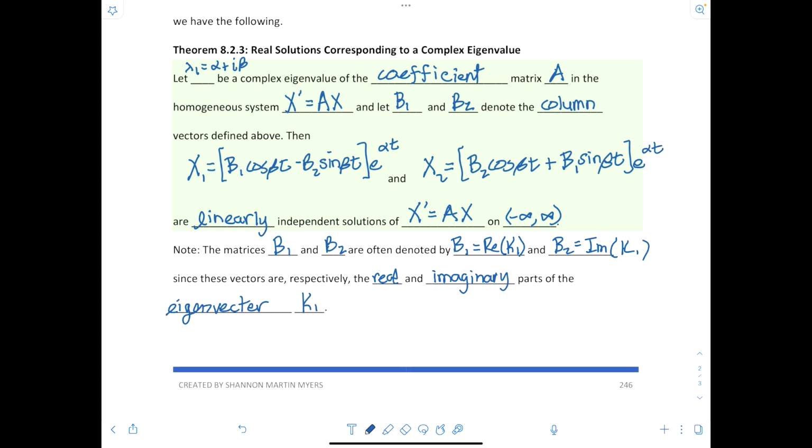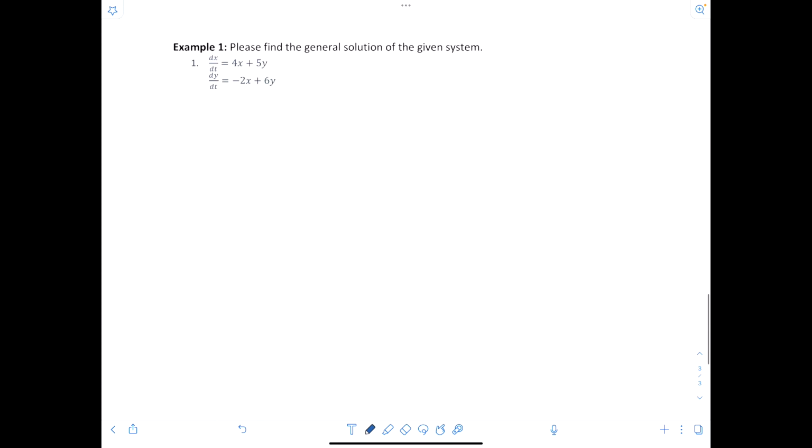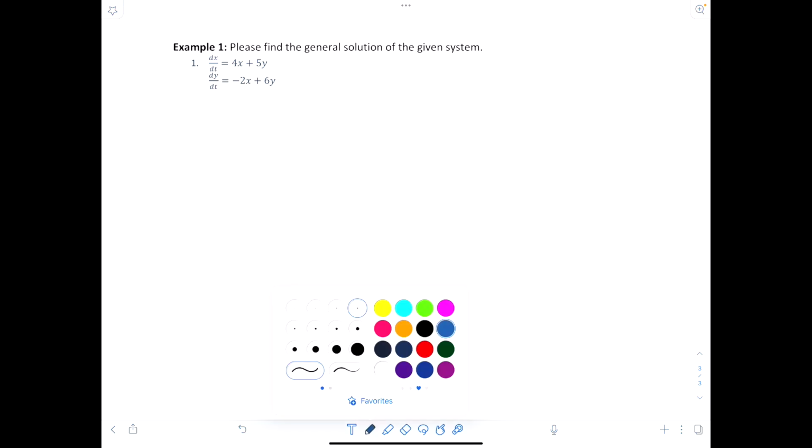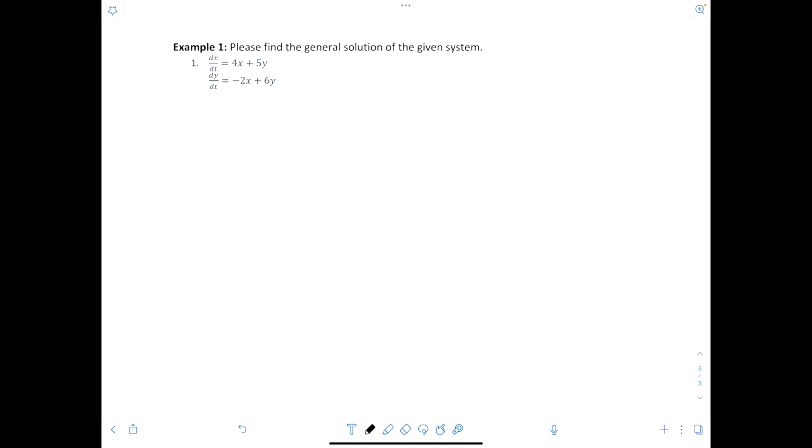Okay, so here we go. Let's look at an example. We want to find the general solution of the given system. So remember, you have to put all the pieces together. I like to identify what my A is. So A is equal to the coefficient matrix. 4, 5 is the first row. Negative 2, 6 is the second row.